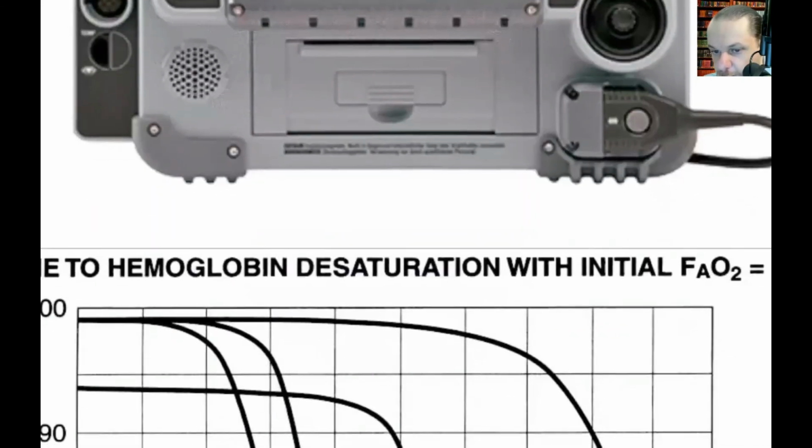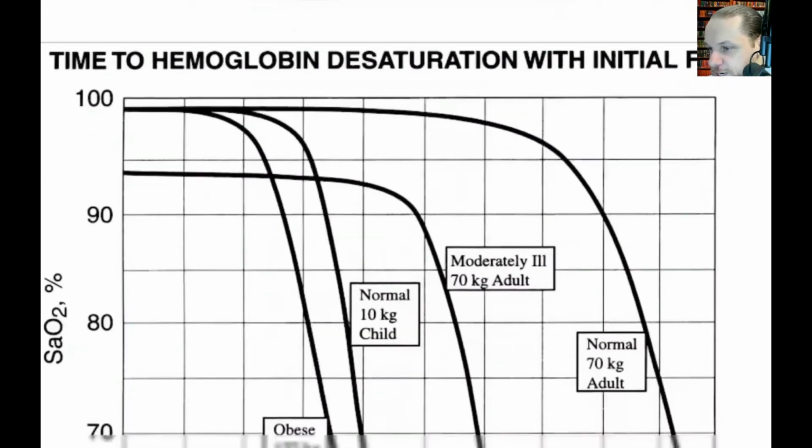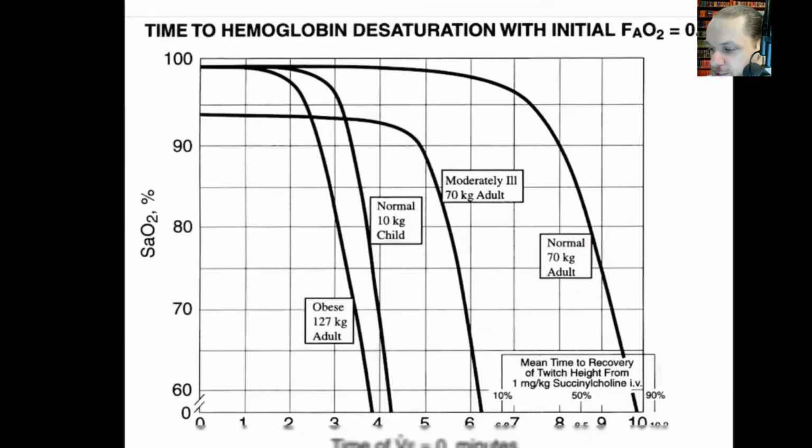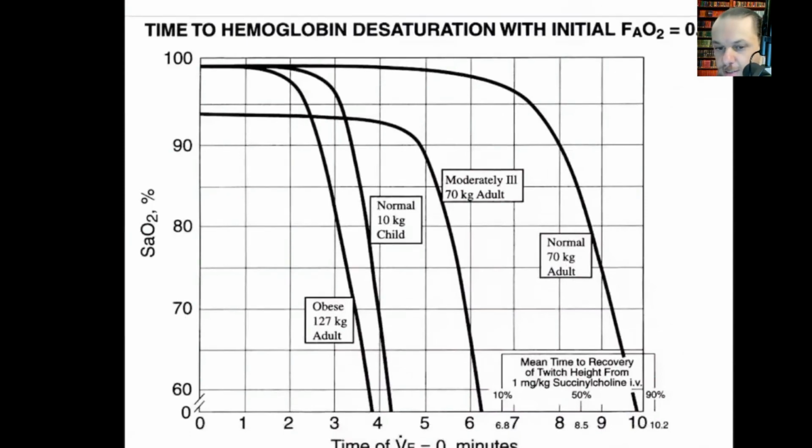Clear. All right. So this is, you guys told me, right? I asked you how much time you got. This was a study they did in anesthesia literature. What they did, they took a normal healthy adult, and they took a child, and they took an obese patient, and they took an ill patient, and they gave them succinylcholine. That's a medication. It's basically a paralytic. It will paralyze your muscles. It'll paralyze your diaphragm. You stop breathing.